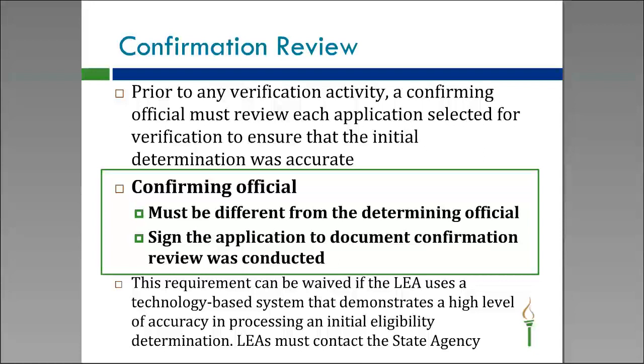If you have a technology-based system that you use to determine the eligibilities, you can get that confirmation review waived, but you'll just need to contact us at DESE to get approval and let us know what technology system you're using and let us know that you want to be waived from having to do the confirmation review.